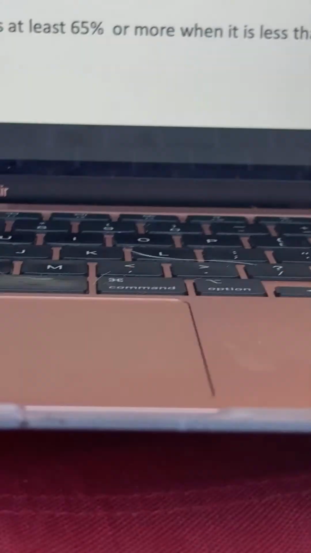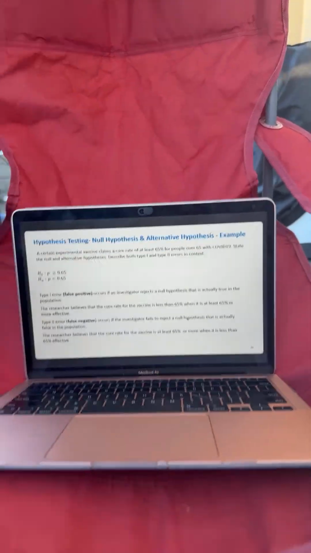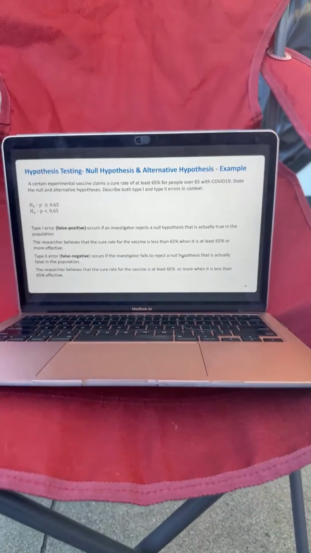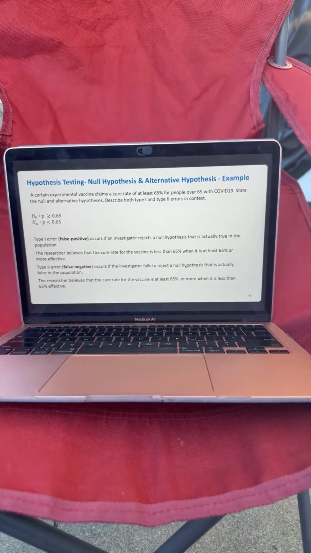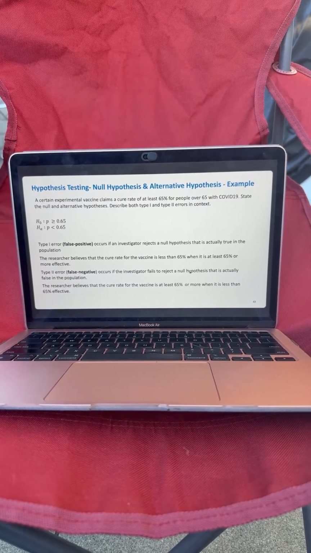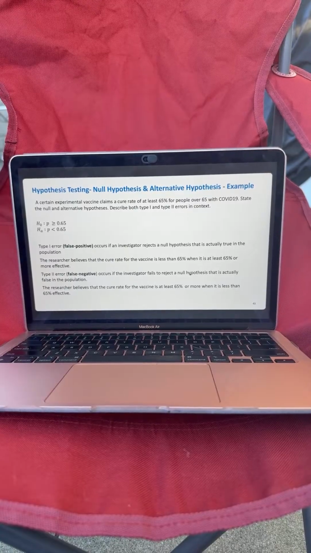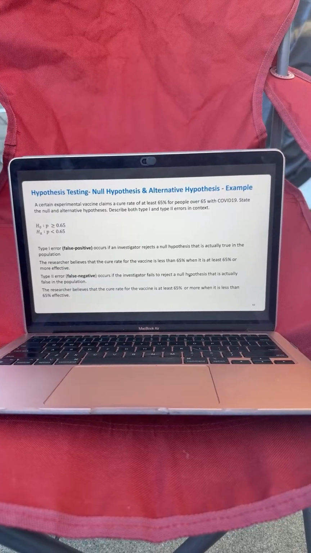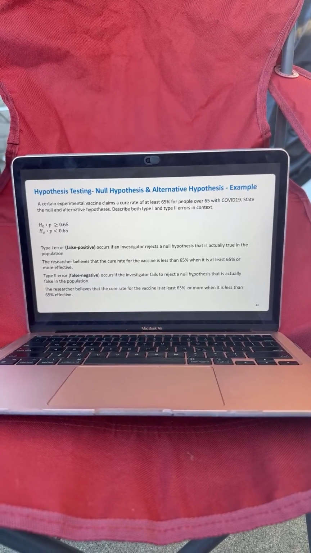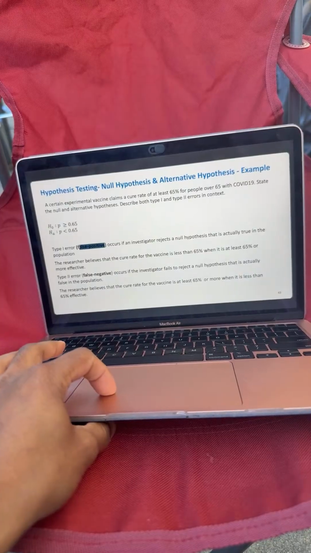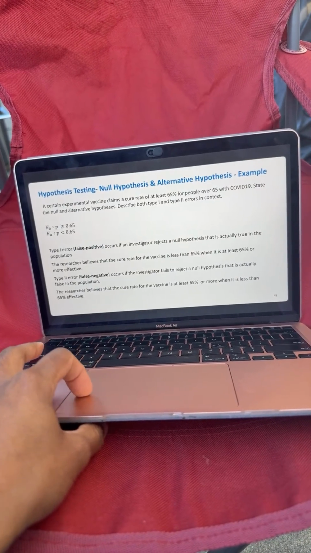Cure rate of at least 65% for people over 65 with COVID-19. State the null and alternative hypotheses, and describe both type 1 and type 2 errors in context. The false positive is rejecting H0 when you shouldn't. So the researcher believes that the vaccine is less than 85% when it is 65% or more effective. So you're believing the opposite, the alternative hypothesis, when you shouldn't. That's the false positive, right? That's the type 1 error.